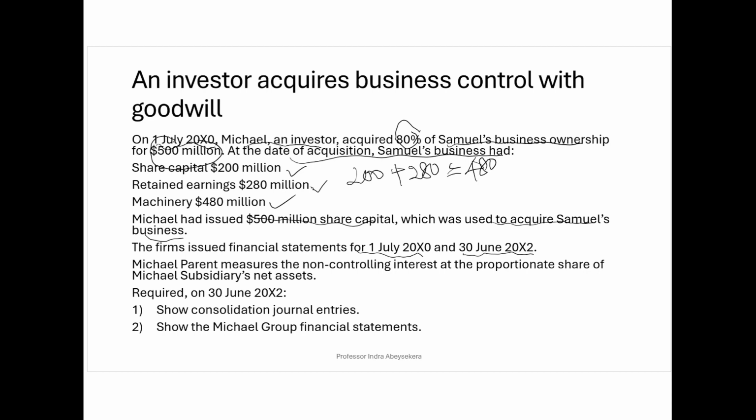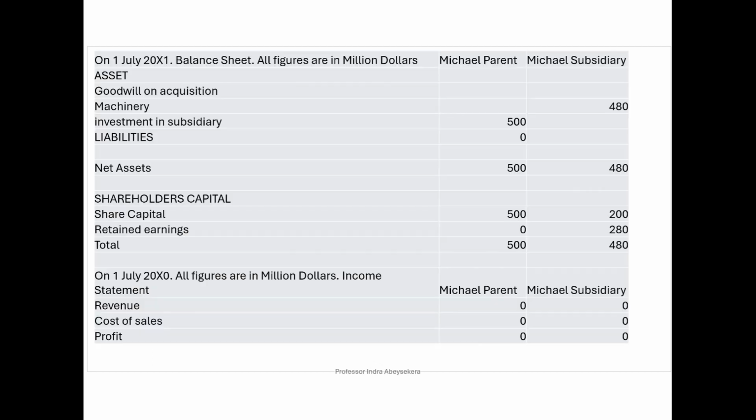Michael, the parent, measures the non-controlling interest at the proportionate share of the subsidiary's net assets. What it means is Michael makes an underlying assumption that it acquired 100% of goodwill for the consolidation purpose in the subsidiary. Required on 30th June 20X2: first, show consolidation journal entries, and second, show Michael Group's financial statements.